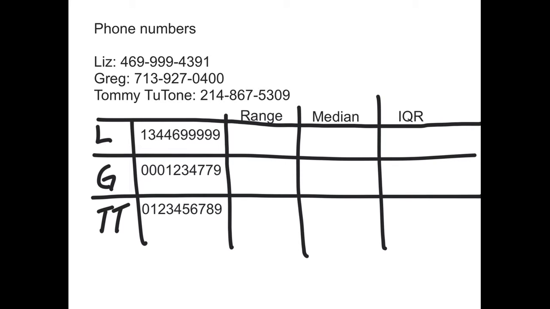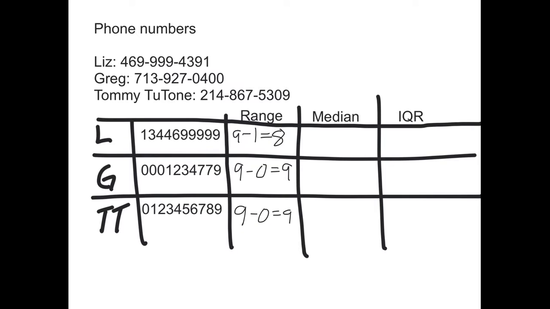So let's put these numbers in order and take a closer look at them. Now, if you look at my phone number, I'm Liz. The first thing you're going to see is that I have a lot of 9s. My husband's phone number is right beneath that, and it has a lot of 0s. Tommy Two-Tone's phone number is kind of cool because it goes 0, 1, 2, 3, 4, 5, 6, 7, 8, 9. See, now that's proof that his area code must be 214, right?